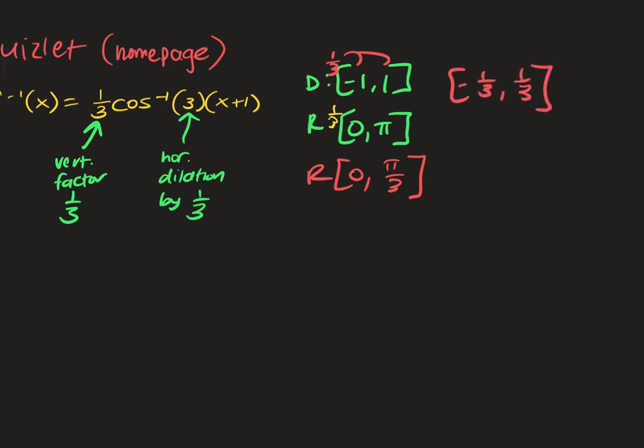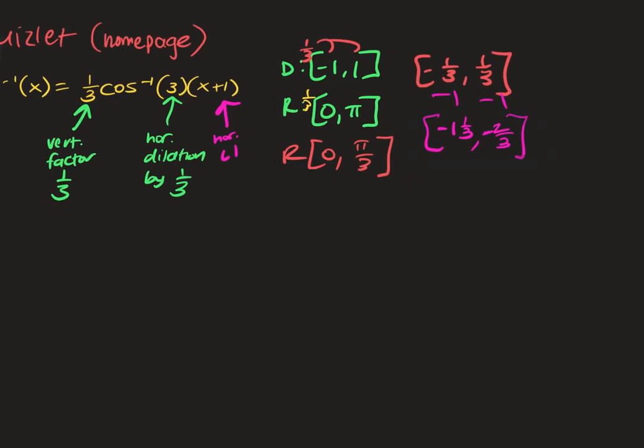Then next to that is your x plus 1 inside the parentheses. It affects what? Domain, because it's a horizontal shift. In which direction? Left 1. So if I'm going left, I'm going to move these left. So -1 and -1/3. And then -1 minus 1/3 would be -2/3. Remember, stretch or shrink before you move.